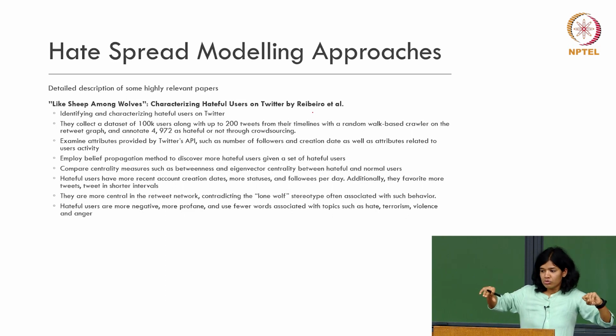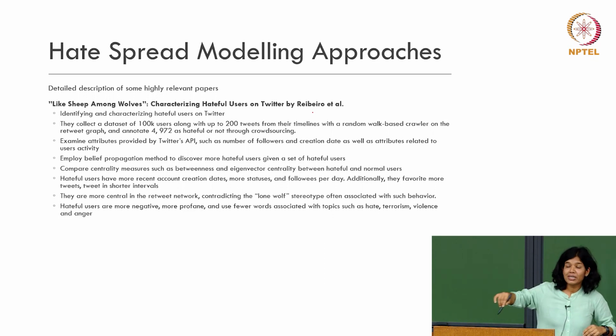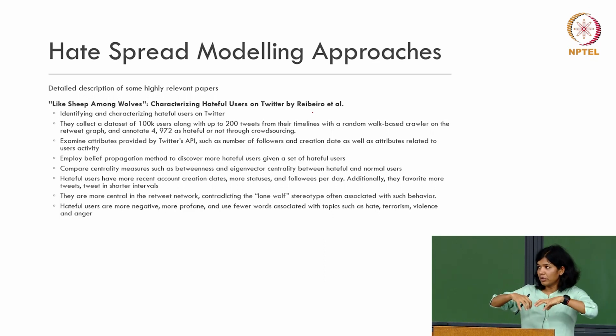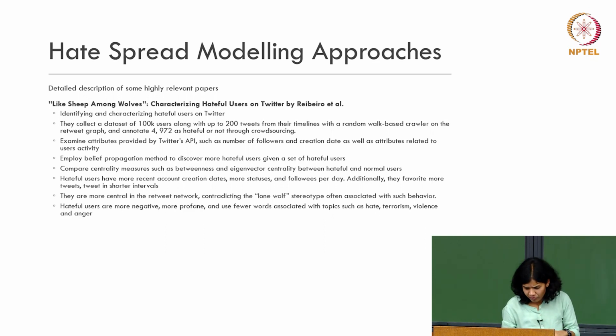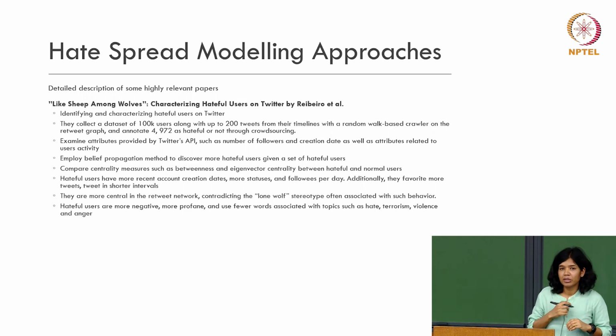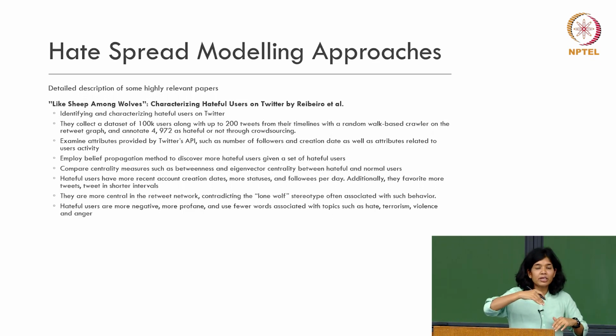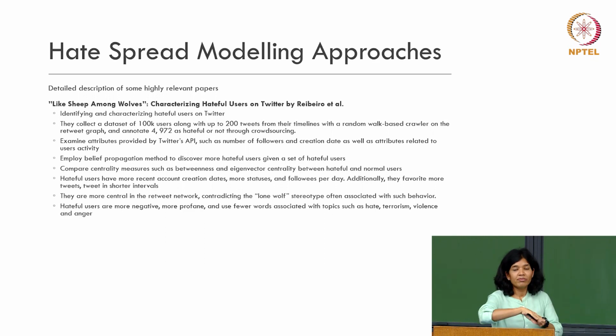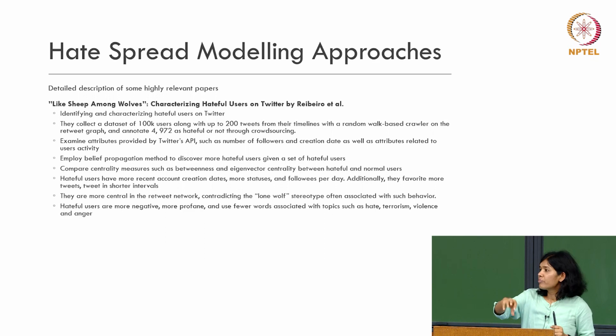Earlier, everybody was of the opinion that hateful users may be at the periphery of the network rather than in the central part. That was the hypothesis they tested first. Then they applied belief propagation. What is belief propagation? I have a certain belief, you have a certain belief, and the beliefs go through to our neighbors. If the belief exceeds a certain value, your neighbor will also start believing it.